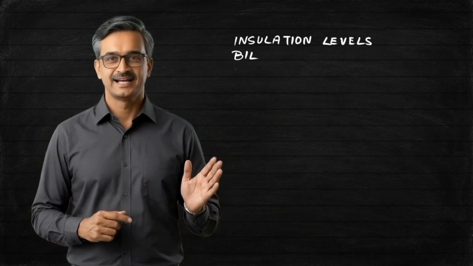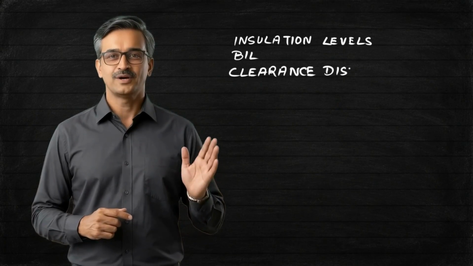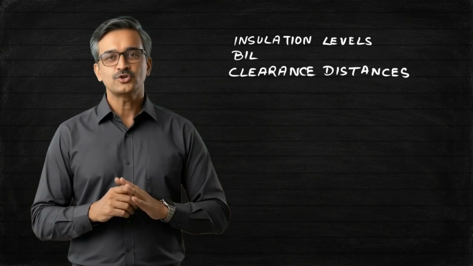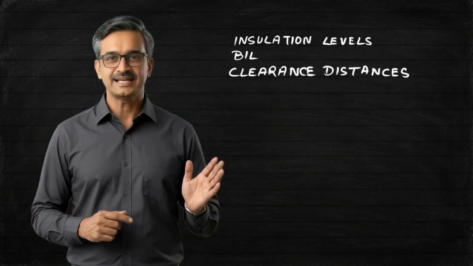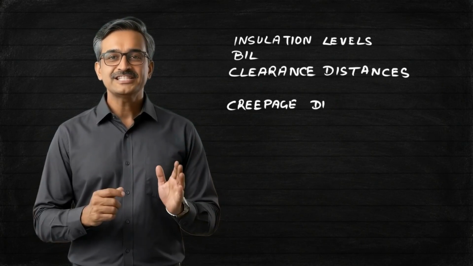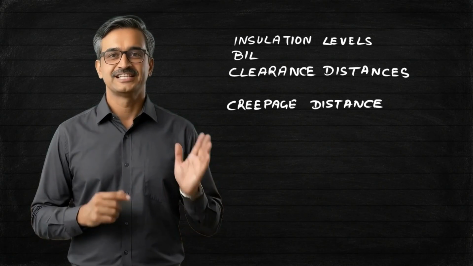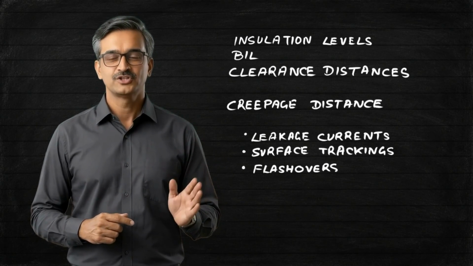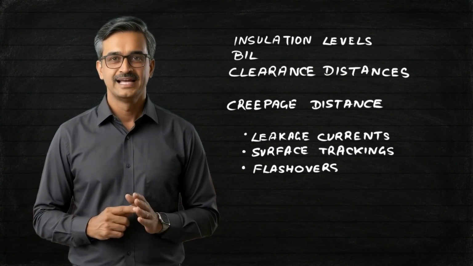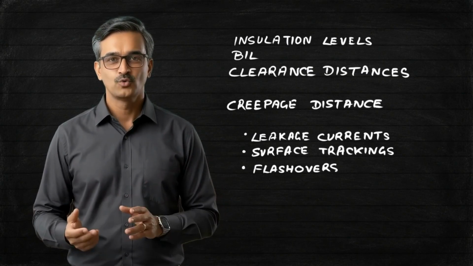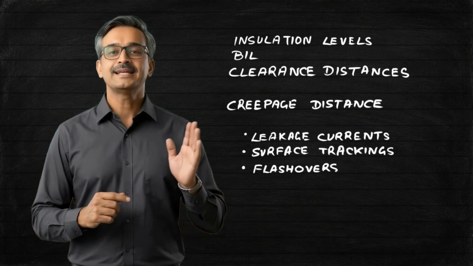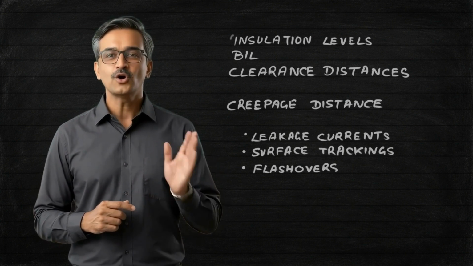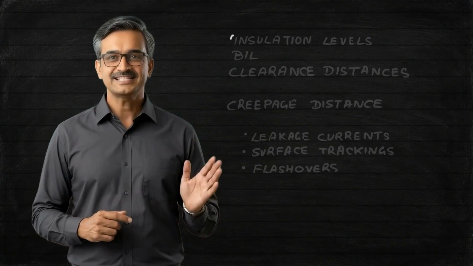When selecting a substation insulator, many engineers pay attention to insulation level, BIL, and clearance distance. However, one parameter plays a crucial role in ensuring reliable operation in polluted environments: creepage distance. A wrong selection of creepage distance can cause leakage current, surface tracking, and even flashover during fog, dew, or light rain. In this video, I'll explain what creepage distance is, why it is important, and how to calculate it according to IEC standards. Let's get started.